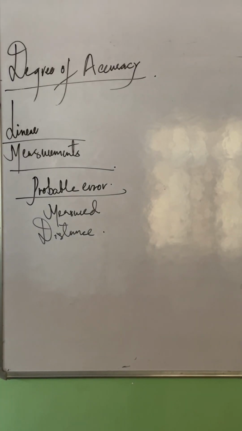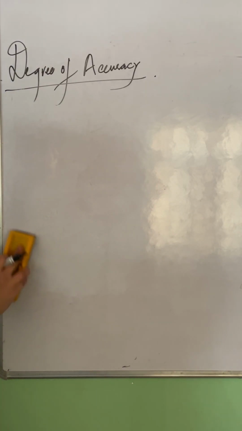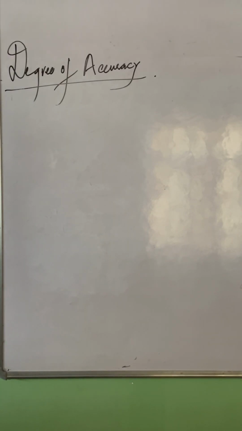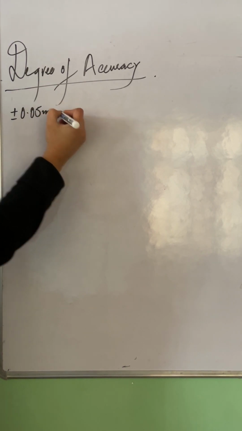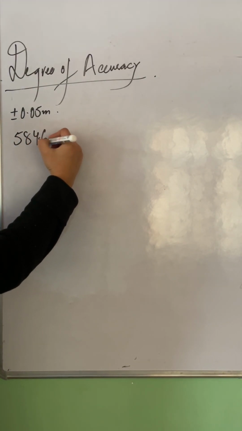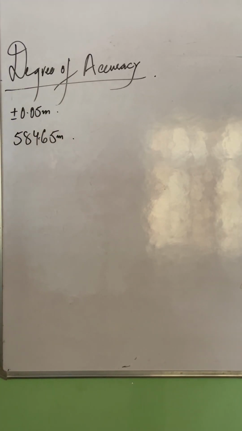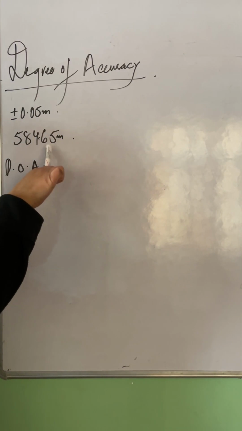Let's illustrate it with the help of an example. For example, if there is a probable error of, let's suppose, plus minus 0.05 meters in a measured distance of 584.65 meters, our degree of accuracy is the ratio between probable error and the measured distance.